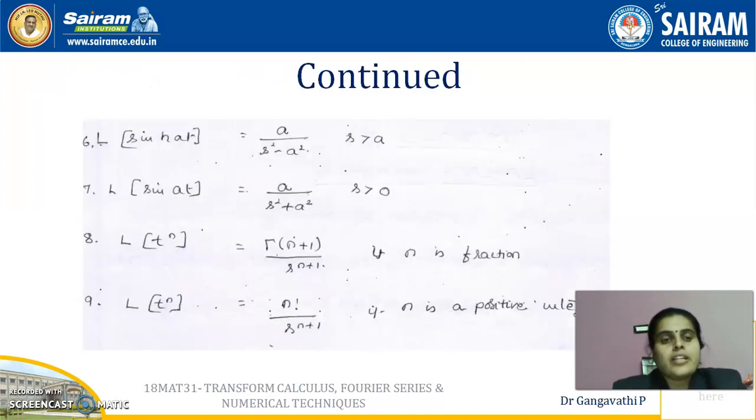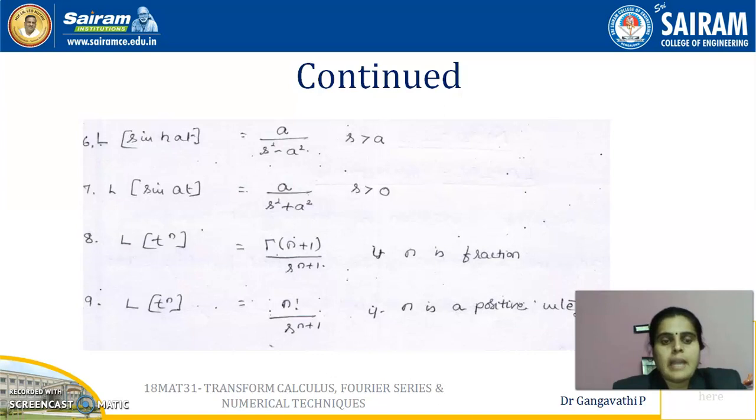So look at this, continuing in the same way. We have seen Laplace transform of cos hyperbolic at and cos at. Similarly, let us see sin hyperbolic at and sin at. So Laplace transform of sin hyperbolic at is a divided by s square minus a square, provided s must be greater than a, and Laplace transform of sin at is a divided by s square plus a square, where s is greater than 0.